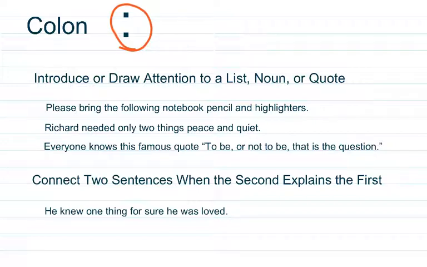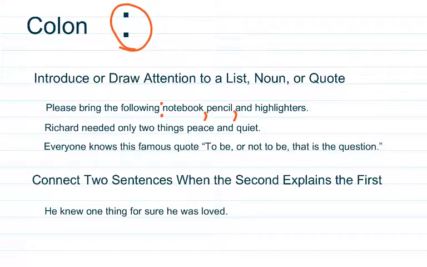Now, this particular sentence actually needs a couple of things. For one, it needs a colon for sure, and it also needs commas. So, where do our commas go? Well, we have items in a series, so our commas go here and here. Okay? But in this particular example, we have the introduction of a list because we have these items in a series, and that's a list. So please bring the following: colon, notebook, pencil, and highlighters. All right?